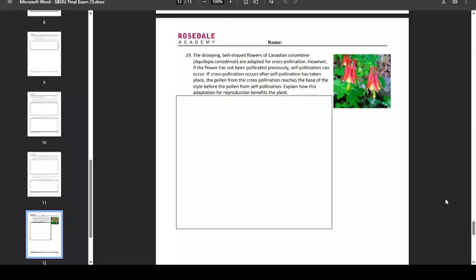So basically, this adaptation ensures that genetic diversity will happen, while it also guarantees reproduction. So the self-pollination here actually acts like a safe plan, or like a plan B. So if cross-pollination fails, the plants will still reproduce. However, by having the pollen from cross-pollination fertilize it first, the plant basically gives prioritization to the genetically diverse pollen.